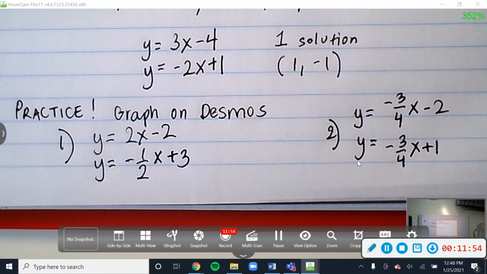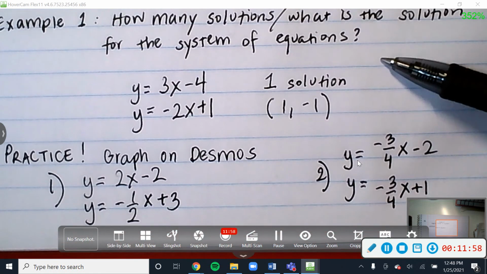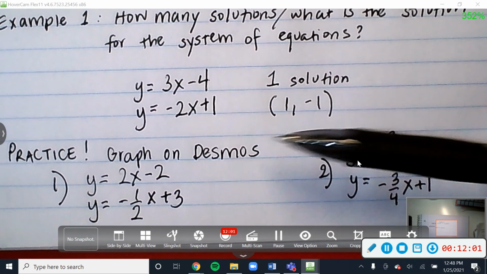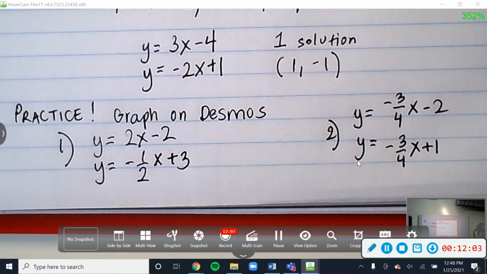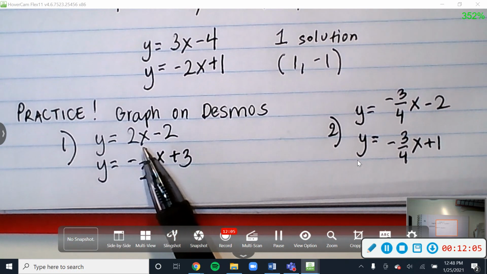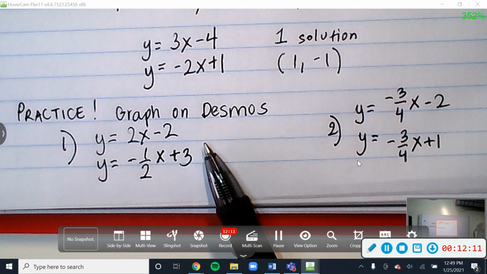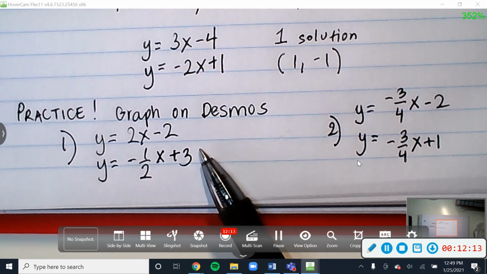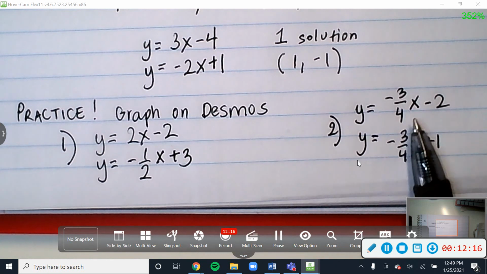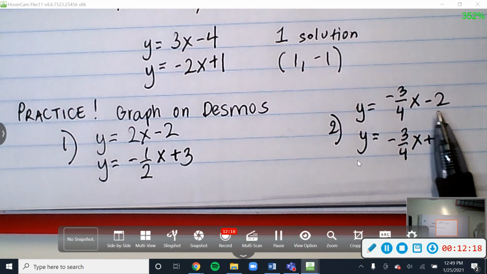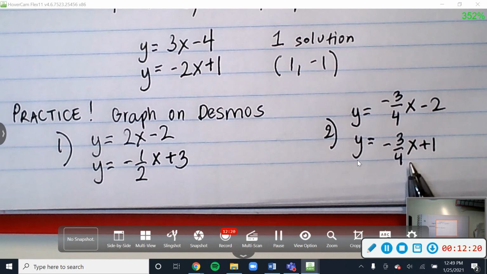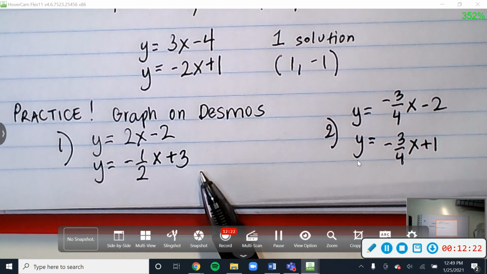So now it's your turn to practice. You can do the same thing that we did in this first example and go to Desmos to graph these systems of equations. The first one is y equals 2x minus 2 and y equals negative 1/2 x plus 3. Figure out if there's a solution and what the solution is. And then the second one is y equals negative 3/4 x minus 2 and y equals negative 3/4 x plus 1. So go ahead and graph it. See if you can figure out what the solutions are.